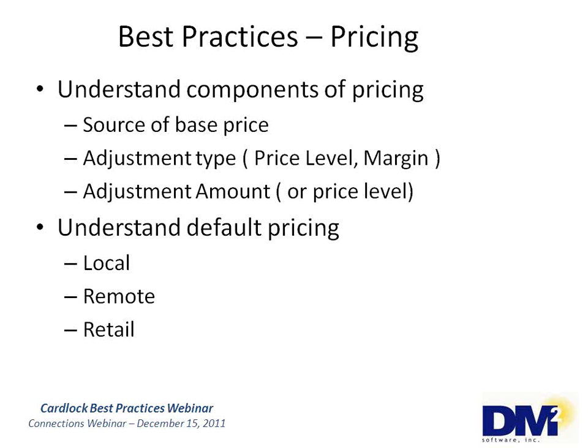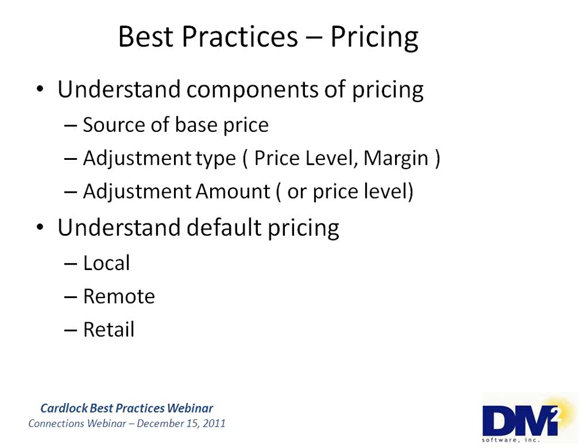And then for retail transactions, the source of the base price is the retail price coming down from the network. So local, I'm looking at a table. Remotes, I'm looking at whatever the network sends me. Retail, I'm looking at the retail price that the network sends me. Once we know what the base is, then we look at the adjustment type. Okay? So for local pricing, I can either mark it up by a price level or by a margin.